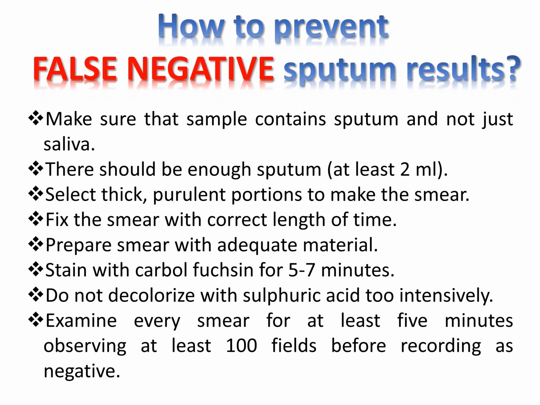How to prevent false negative sputum results? Make sure that the sample contains sputum and not just saliva. There should be enough sputum, at least 2 ml. Select thick purulent portions to make the smear. Fix the smear for the correct length of time. Prepare the smear with adequate material. Stain with carbol fuchsin for 5 to 7 minutes. Do not decolorize with sulfuric acid too intensively.